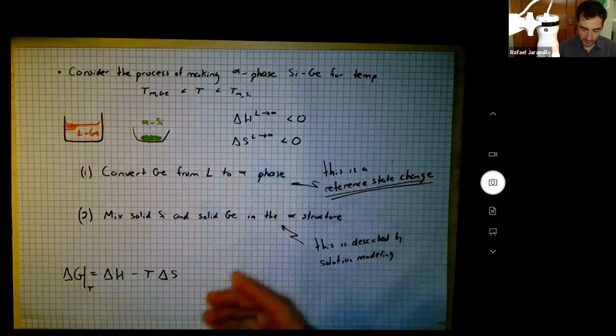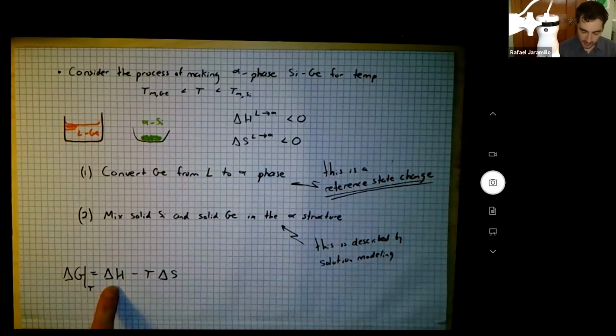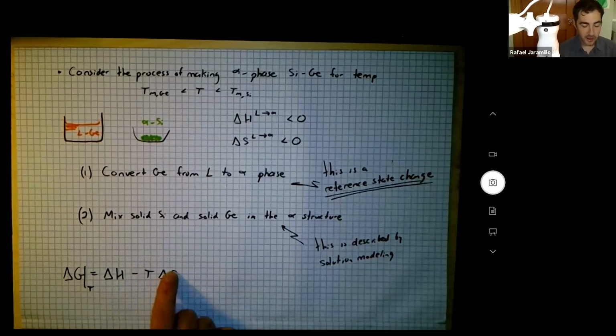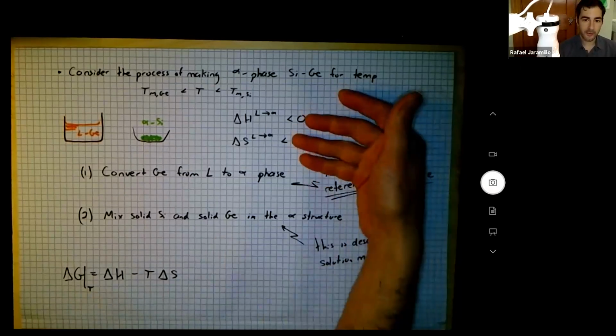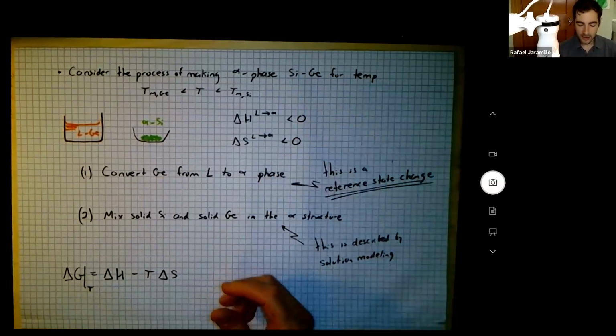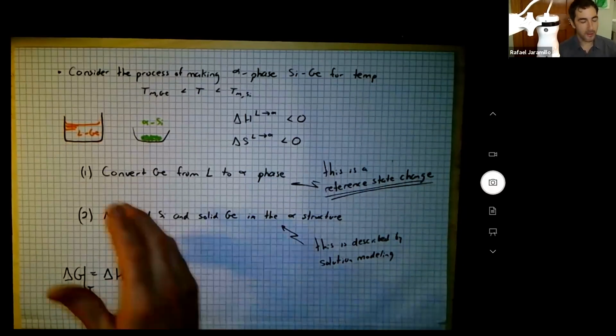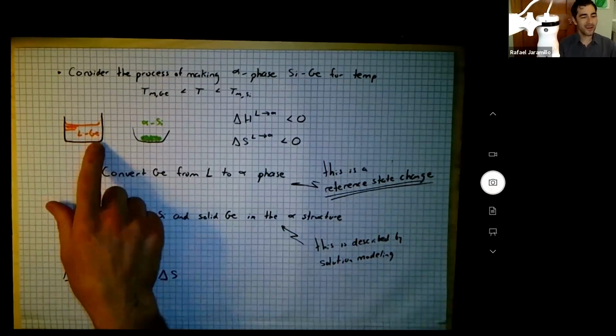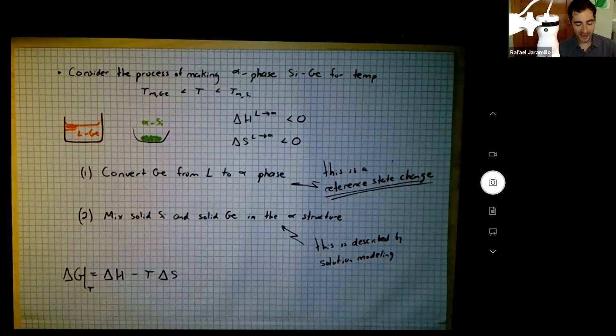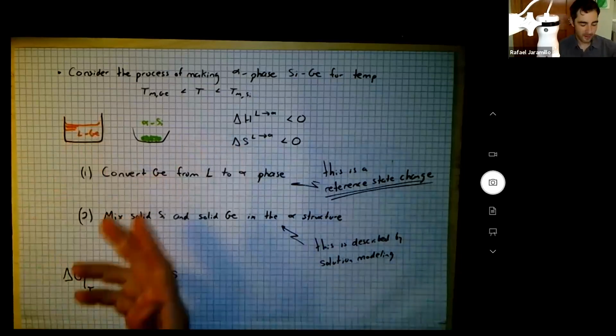So we have this thing, which is negative, and this thing, which is negative, so this thing, which is positive. So you don't necessarily know whether delta G will be positive or negative if this is all the information you're given. But in this case, I'm telling you, the temperature is above the melting point of germanium, right? So you know that the Gibbs free energy change has to be positive, because if it were negative, this wouldn't be the reference state.